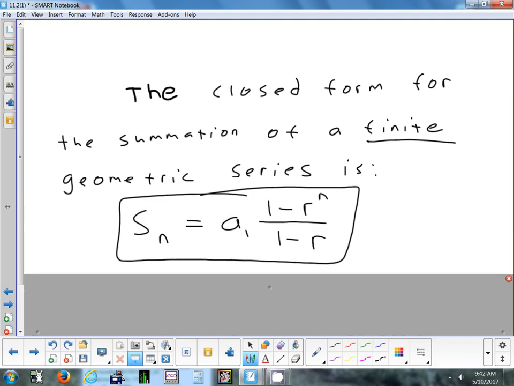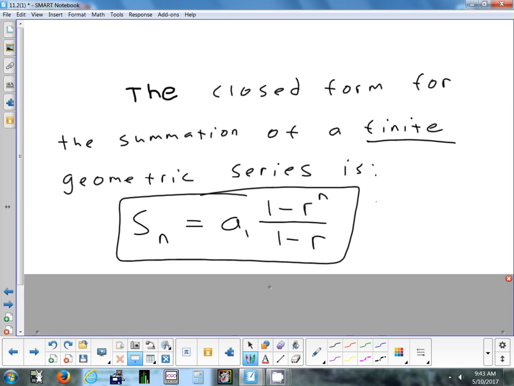So the formula, if you want to add up the first n terms in a geometric sequence, is this. You need the first term, that's a sub 1, the first term in the sequence. The next thing you need is r. That's actually the last thing you need. Does anybody remember what r was? The common what? Ratio. Common ratio.